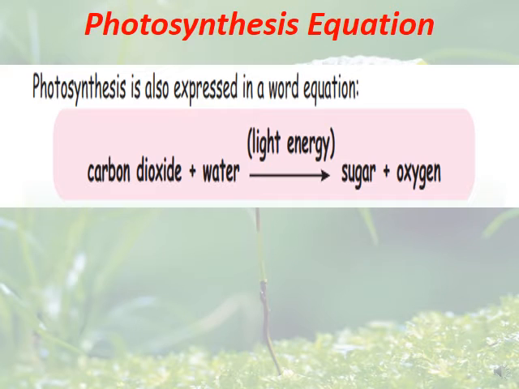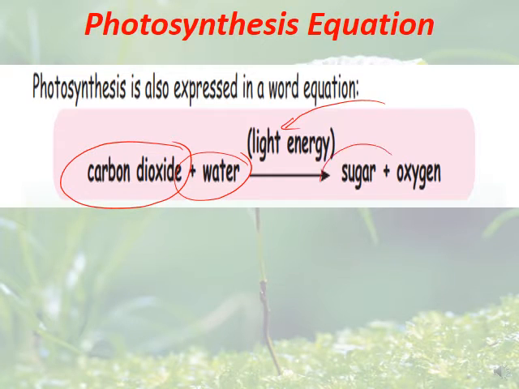So for the photosynthesis equation, you have to know that carbon dioxide, CO2, with water, H2O, in the presence of light, gives sugar and oxygen.